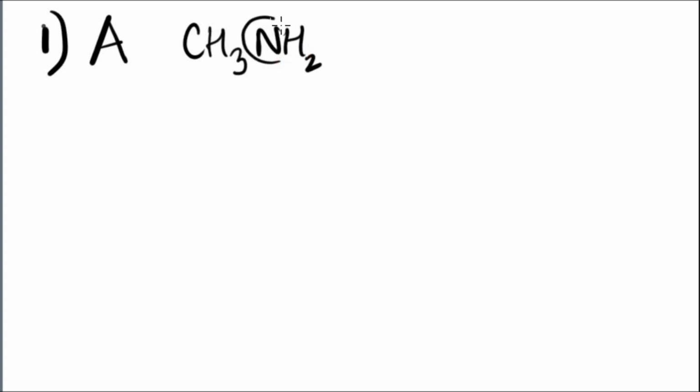Our topic for today is orbital theory, but before that, let's start with the homework from the previous video. So number 1 is A, which was methylamine. Why? Because they have a nitrogen atom, and do you remember FON? So the nitrogen can bind with hydrogen, forming a hydrogen bond.